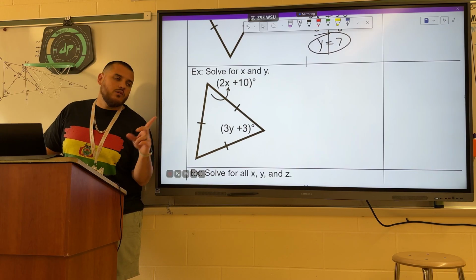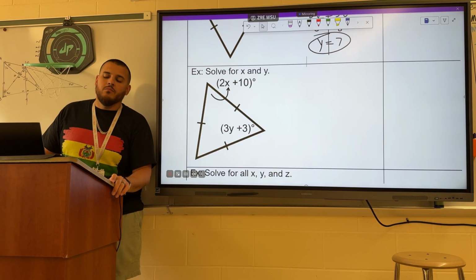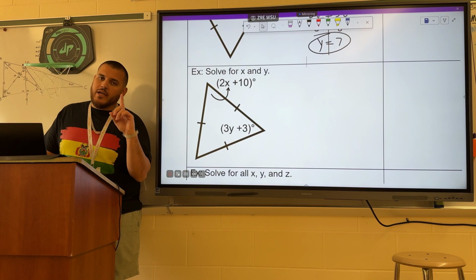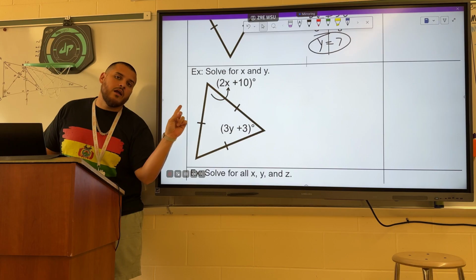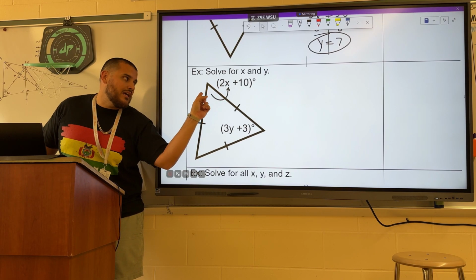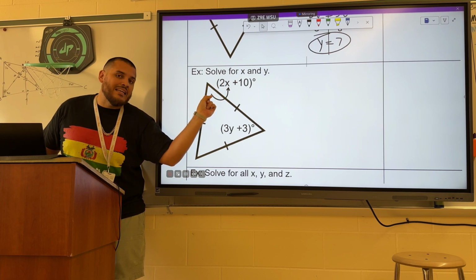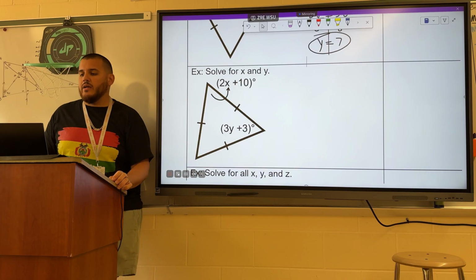Hopefully your first thought here was recognizing this as an equilateral triangle because all three sides are marked congruent to each other. And then you recognize that the x and y are at angles of this triangle. Maybe that x is a little tricky because it's outside, but we do have this arrow very clearly telling us that this angle inside of our triangle is 2x plus 10.